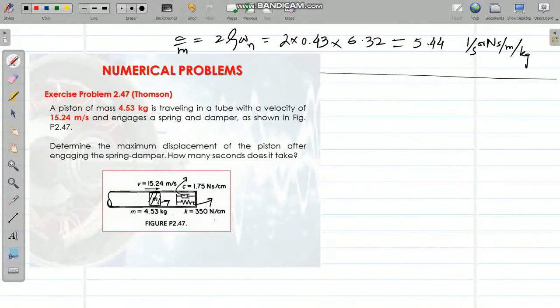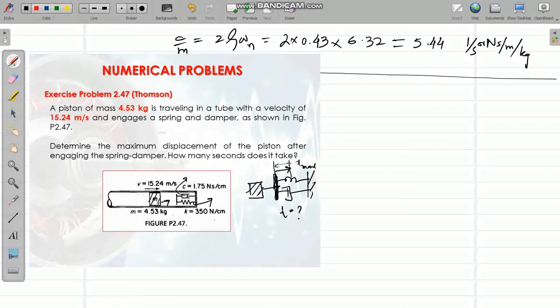So let's say you have a spring here and this is the damper. It says that when the mass attaches to a platform or plate, how much maximum deflection can this mass take. So if it moves toward this point, this is x max, and we are interested in x max. Secondly, how much time will it take to reach the maximum displacement. This is our purpose for the numerical.